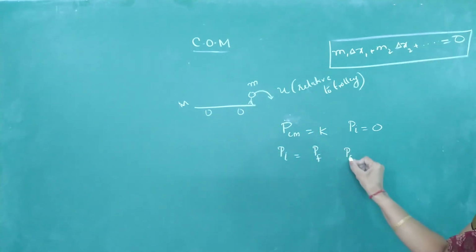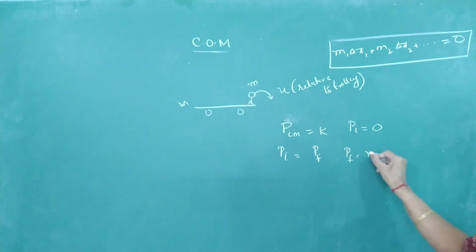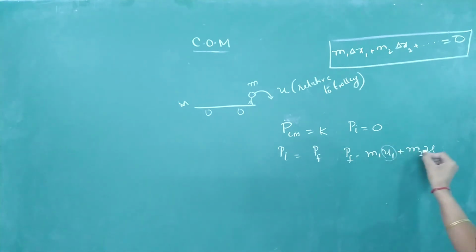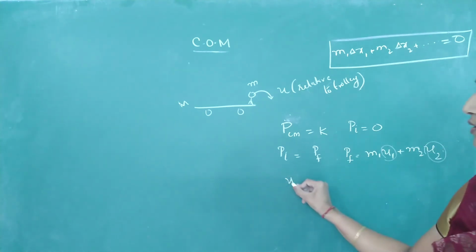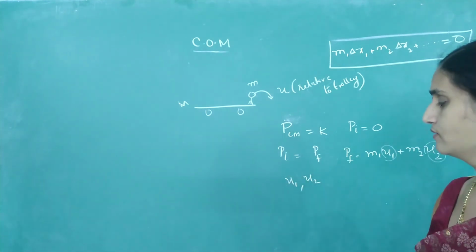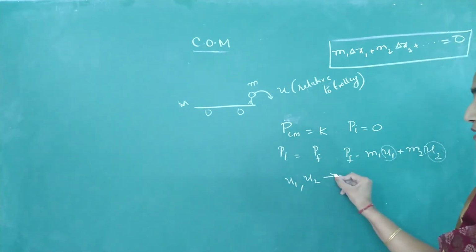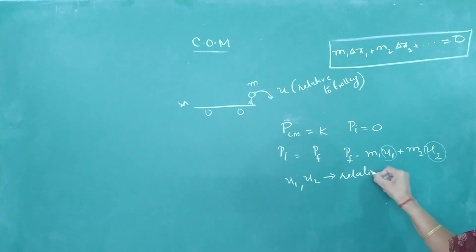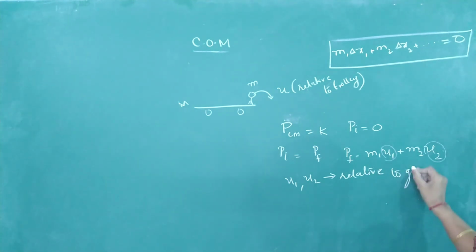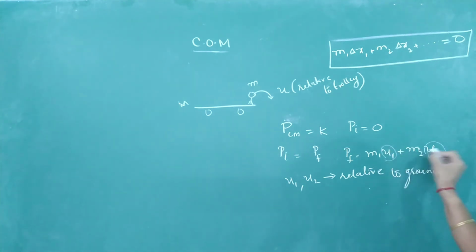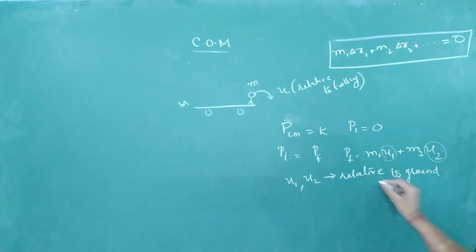So if I write the final momentum as m1 u1, if it is a 2 particle system, m2 u2. Here the most important thing that you have to remember is u1 and u2. Whatever speeds I am taking for the plank and the boy after jumping from the trolley, these are the speeds related to ground. When you are writing the conservation of momentum, we never take relative to plank. All these speeds should be relative to ground. So now let us see how to get u1 and u2.